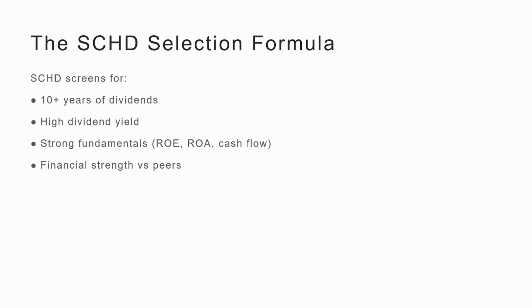And a dividend yield that makes sense. SCHD avoids yield traps, companies with high yields because their share price collapsed. This is why the SCHD portfolio looks different from VYM and DVY. It's not chasing yield, it's chasing quality yield.